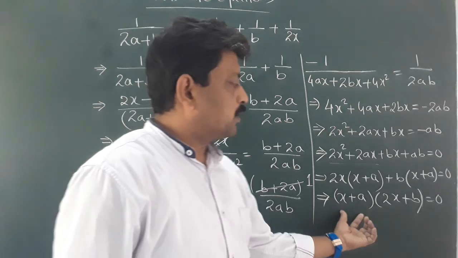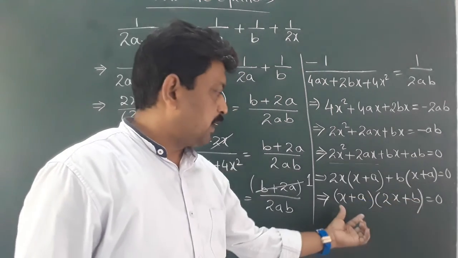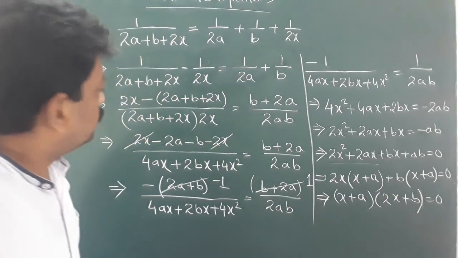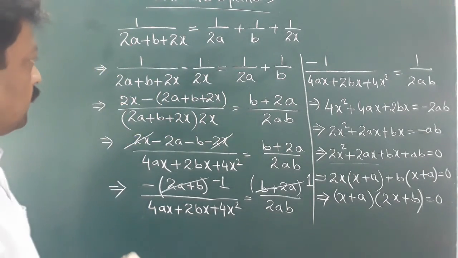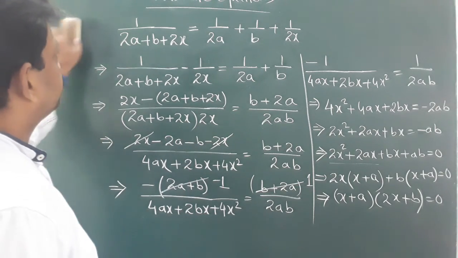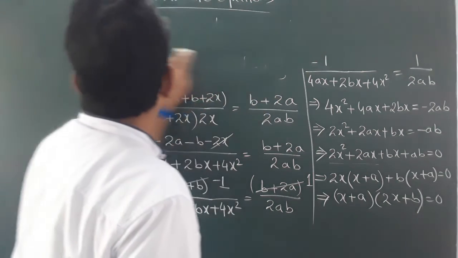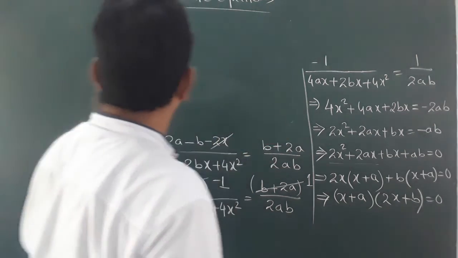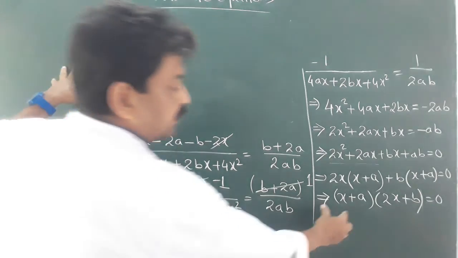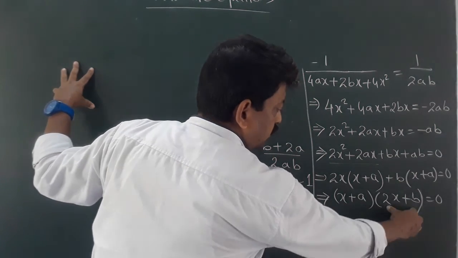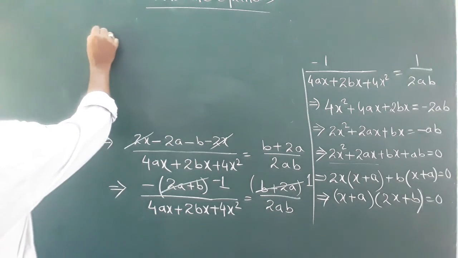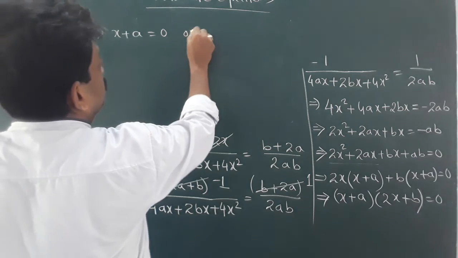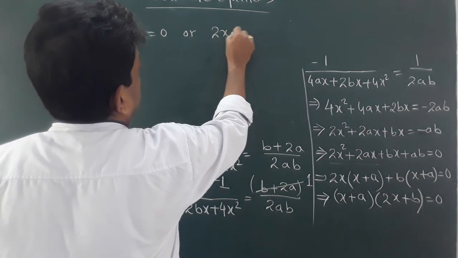So the product of these two factors is 0. That means either the first factor is 0 or the second factor is 0. Just quickly go through the whole thing. I have to erase this one. This is the question. Okay, so either the first factor is 0, or the second factor is 0. So here we can write x plus a equals 0 or 2x plus b equals 0.